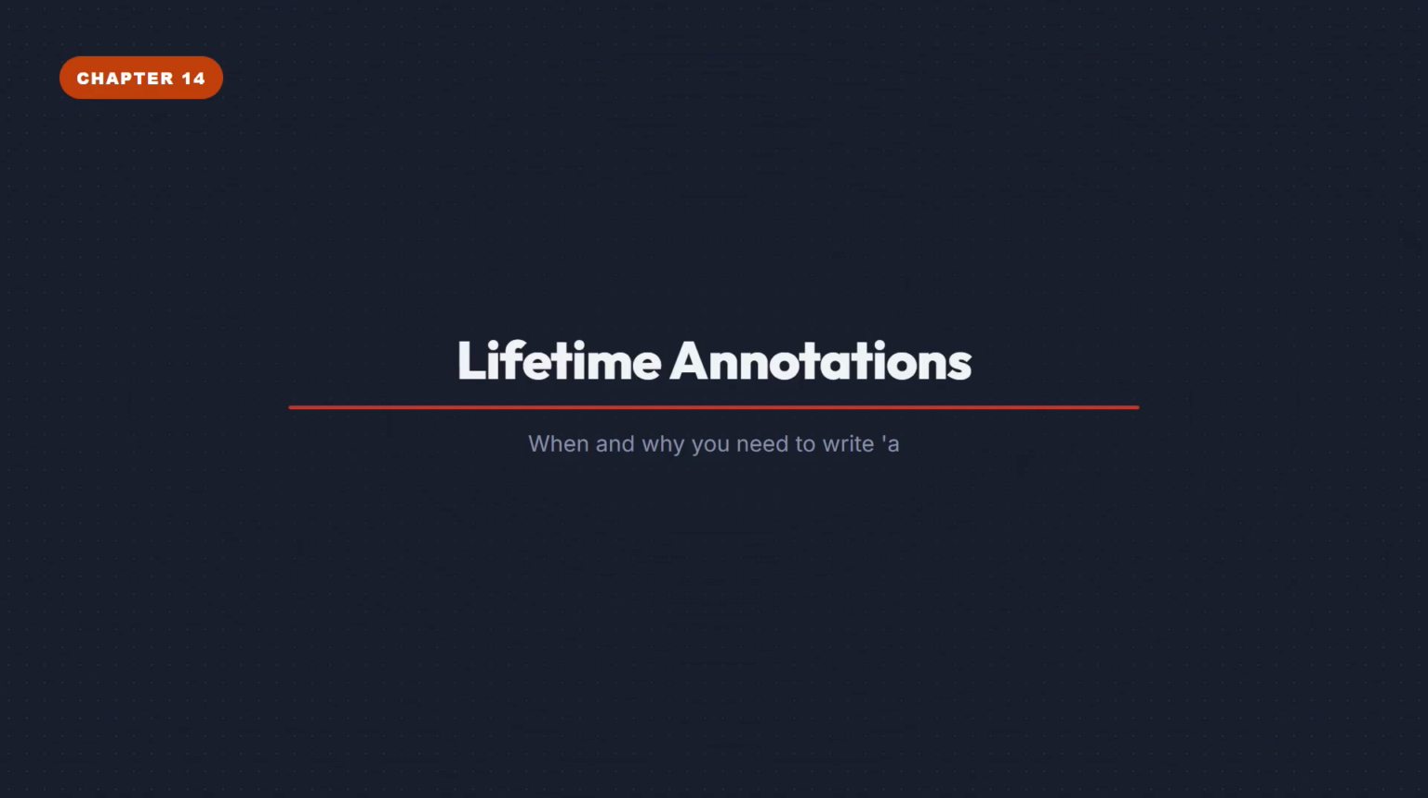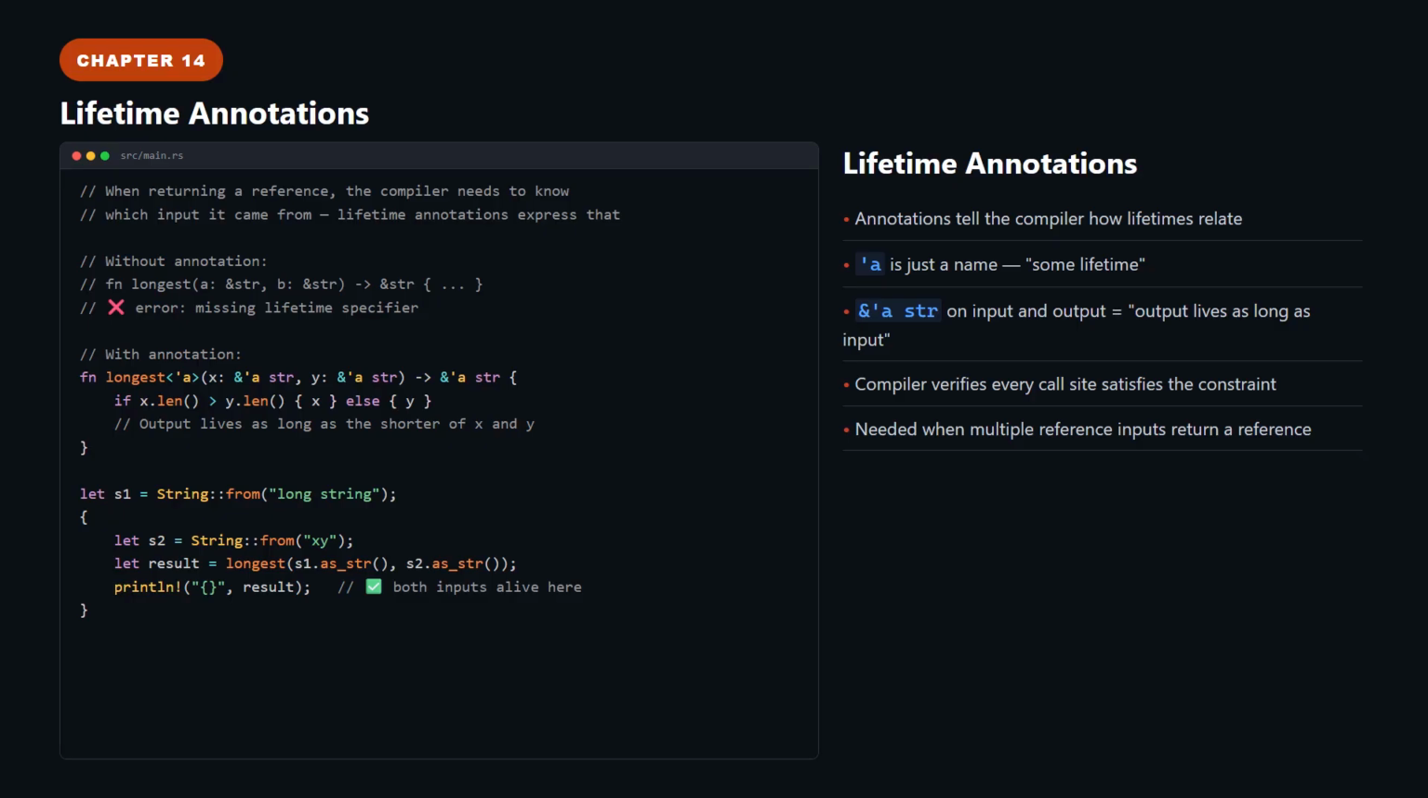Chapter 14. Lifetime annotations. When and why. Lifetime annotations are a communication tool. The 'a syntax is just a name, meaning some lifetime. When you write &'a str on both inputs and the output, you're saying the output lives at most as long as both inputs. The compiler verifies every call site satisfies this constraint.